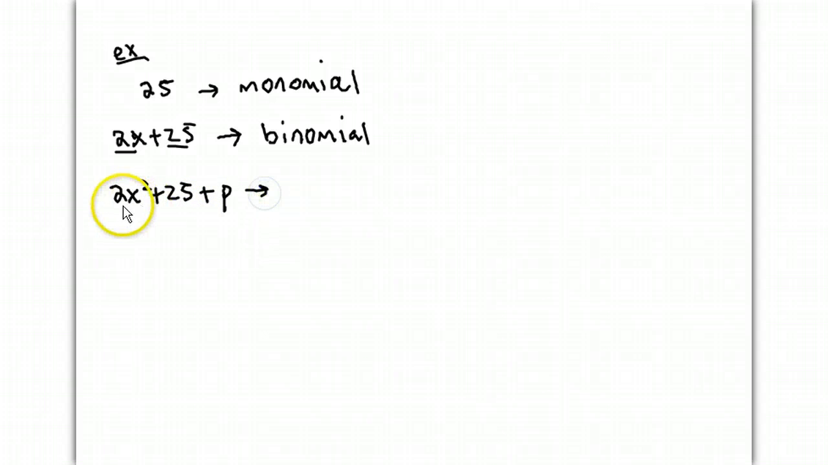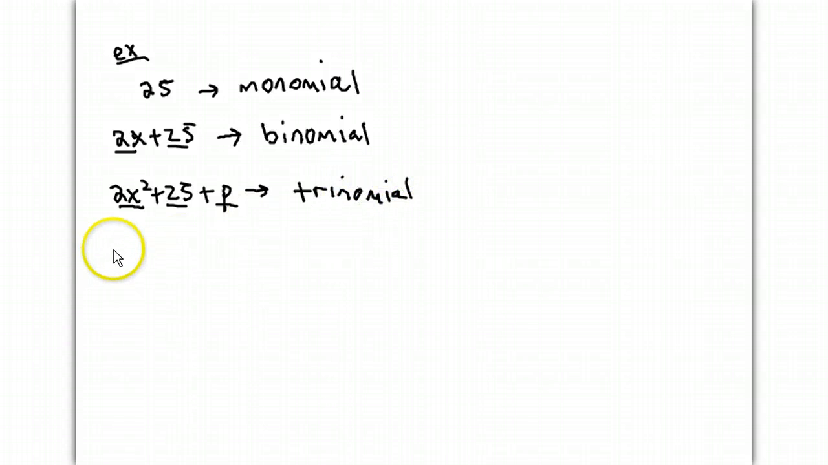To tell whether a polynomial is a monomial, binomial, or trinomial depends on how many terms are in the polynomial. So let's say you just have 25. Well, this would be considered a monomial, because mono means one term. So let's say you had 2x plus 25. Well, clearly you have two terms here, 2x and then you have 25. So bi means two, so this would be a binomial. And let's say you add another one, so you have 2x squared plus 25 plus p. Doesn't matter what it is, it's 3 terms here, so therefore you have a trinomial.